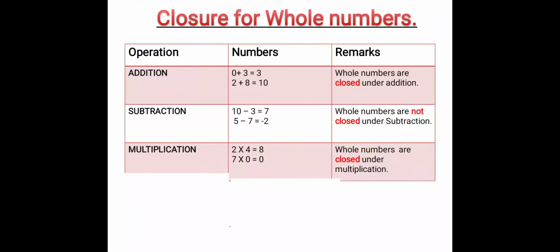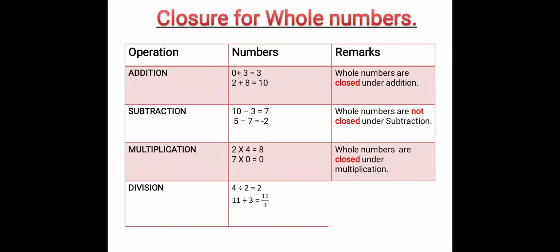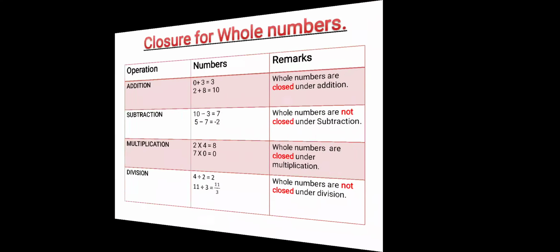Let's check closure for whole numbers under division. When we divide two whole numbers, let's see in the first example, 4 divided by 2 is 2. The answer is a whole number. Whereas in the second example, 11 divided by 3 is 11 upon 3. So when we divide one whole number by another, the answer may not always be a whole number. So the whole numbers are not closed under division.